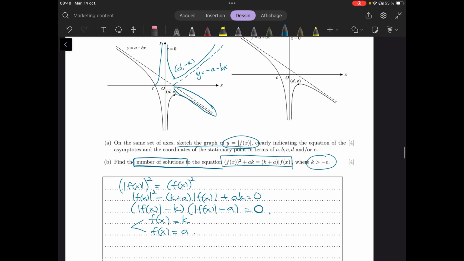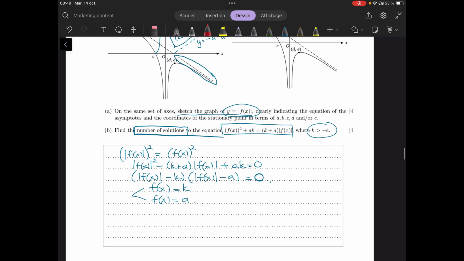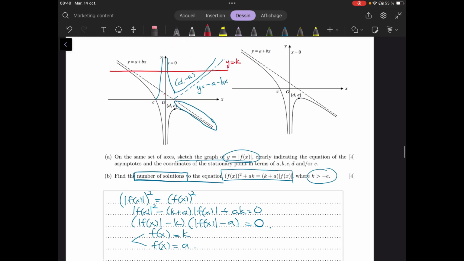We know that k is greater than negative e. In other words, it has to be above the turning point. Something like this. For the other one, f of x equals a. That is the y-intercept of the slant asymptote.